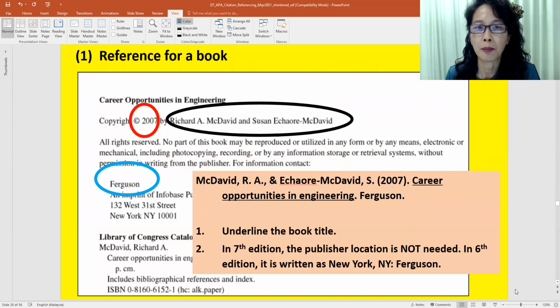Firstly, reference for a book. Look at the pink box here. The authors are McDavid, R.A., and Eckhor McDavid, S. R.A. is actually Richard A., but we do not put in the first name. This is followed by the year in bracket. And the title of the book. We underline it. No capital letters except for the first word. And the publisher. In APA 7th edition, the publisher location is not needed.